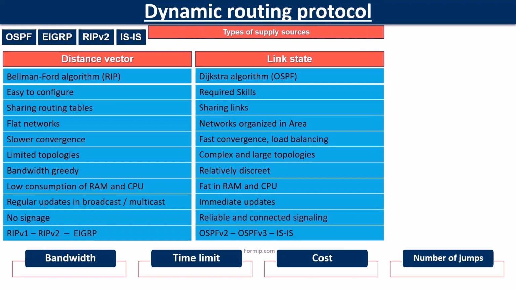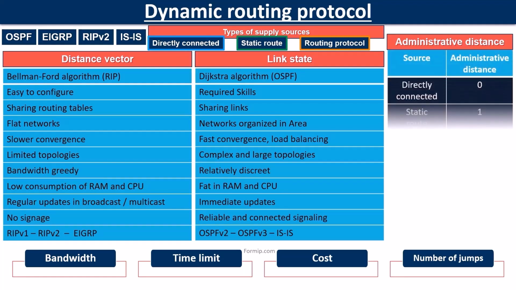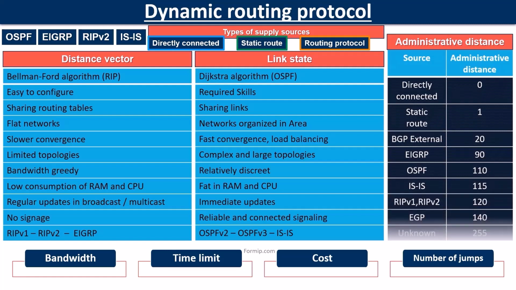Routing tables can be filled from three types of sources: directly connected networks, static routes, and routing protocols. The router must be able to evaluate routing information from all sources and select the best route to complete its own routing table. For this, they use a function called administrative distance. In cases where there are several routes available to the same destination, the administrative distance will allow you to select the best route. It defines the reliability of the route.